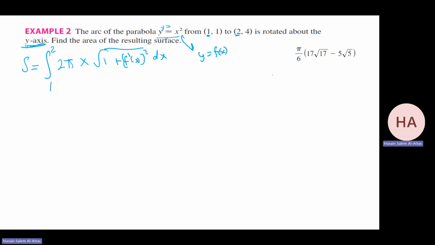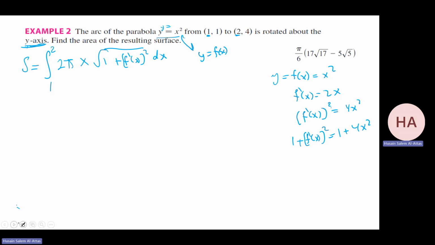Okay, so I have y equals f of x equals x squared, f prime will be 2x, f prime squared will be 4x squared. So 1 plus f prime squared equals 1 plus 4x squared. Okay, now let me do the calculation. S will be 2 pi outside, the integral from 1 to 2, x square root of 1 plus 4x squared dx.